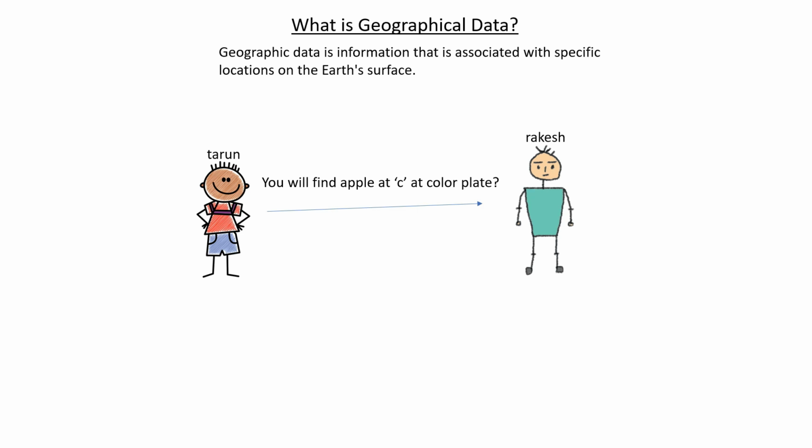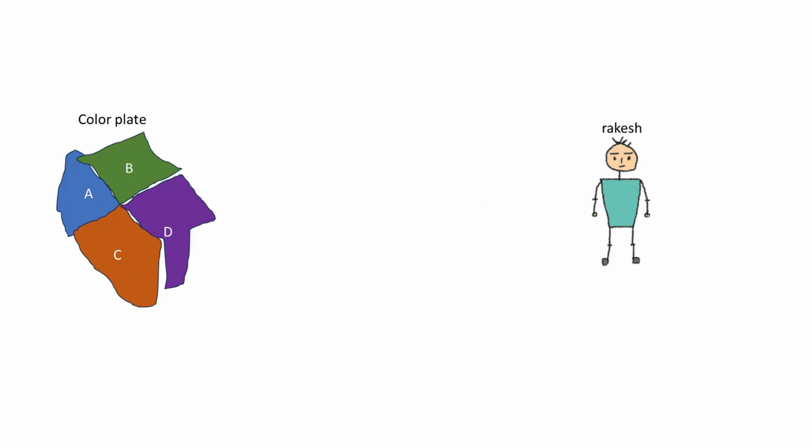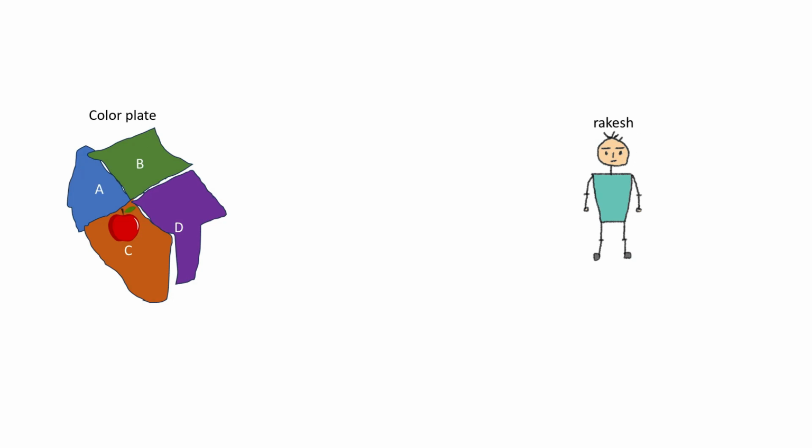Let us suppose that Tarun says something to Rakesh: "Hey, you will find an apple at C in the color plate." So he goes there and observes the things, observes the names by his senses, his eyes, and according to Tarun's sentence, he opens box C and finally gets the apple.